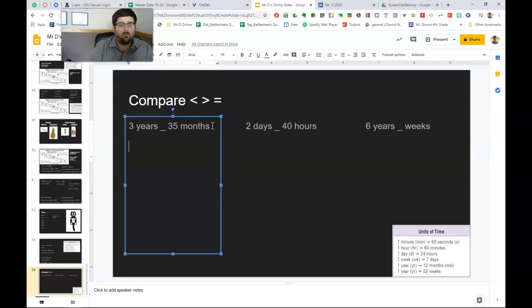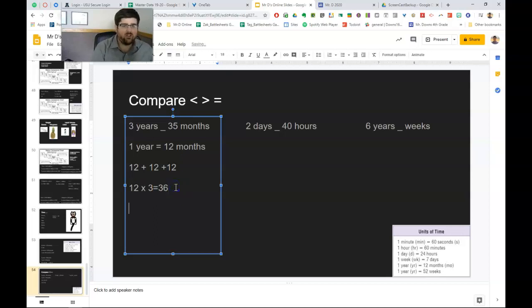The biggest thing with comparing less than, greater than, or equal to is you want to make sure both sides of the equation are the same unit. So I know that 1 year equals 12 months. So that means 2 years would be 24 months and 3 years would be 36. And 12 plus 12 plus 12, this should be getting familiar. We've been doing this for a lot of lessons. The repeated addition to get there, or of course the multiplying. So 12 times 3 equals 36.